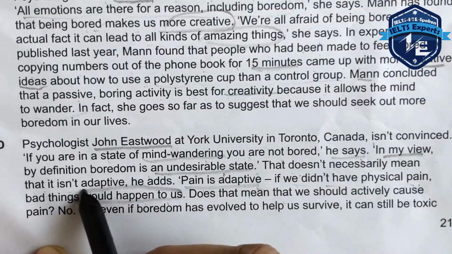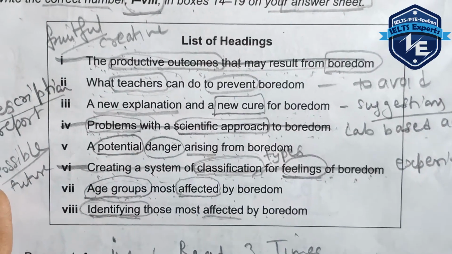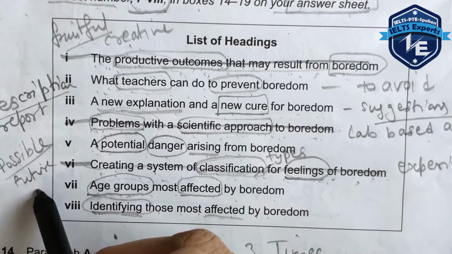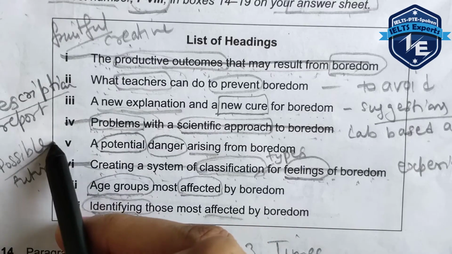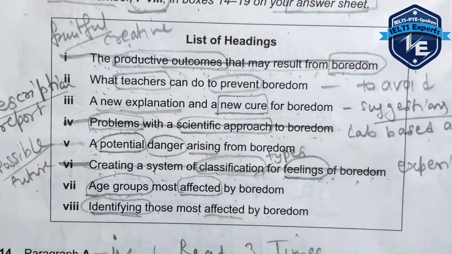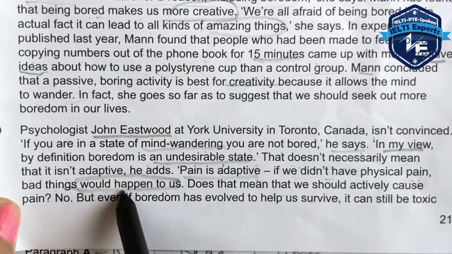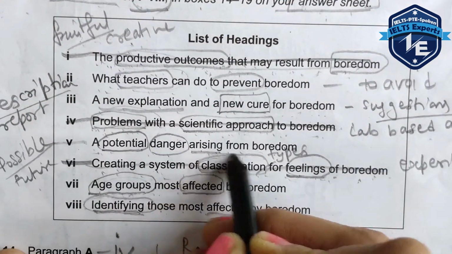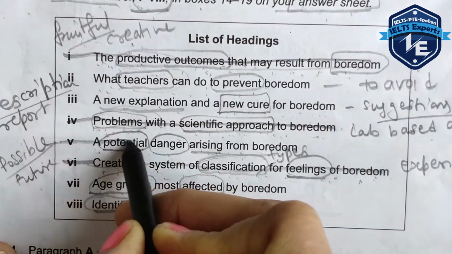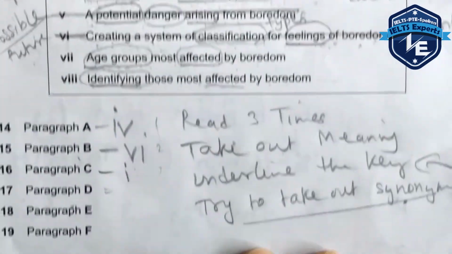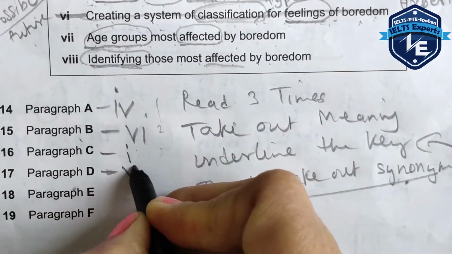Would means probable. Potential is probably or possible or future. In future they are talking about, of course, a possible future. Would happen, bad things would happen to us. Bad things would happen to us here means a potential danger arising from boredom. So fifth is again cut from the list of options. 17th is fifth.